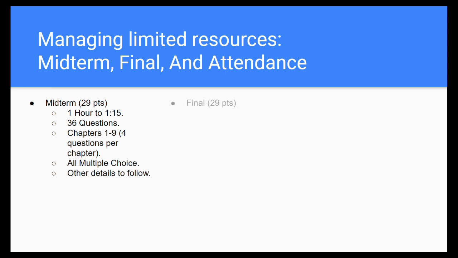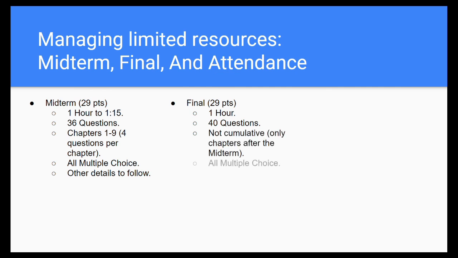Now, the final is also 29 points out of the 100 total for the class, right? So both of these are 29 points each. For the entire class, this is scored out of 100. So you can get 29 points from the midterm, 29 points from the final. The final will be 1 hour long, 40 questions. It will not be cumulative, so it'll only be talking about the chapters after the midterm. And it'll also be all multiple choice. And other details will follow as we get closer to the exams.